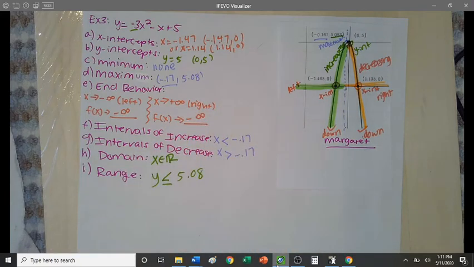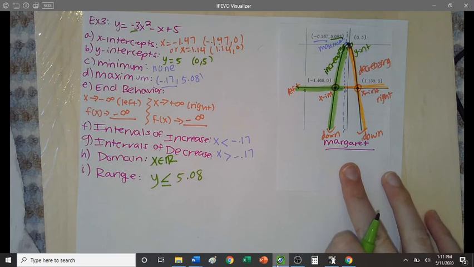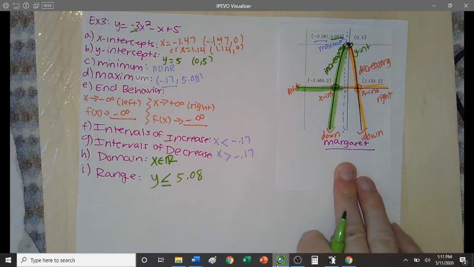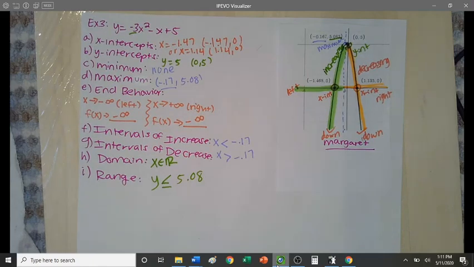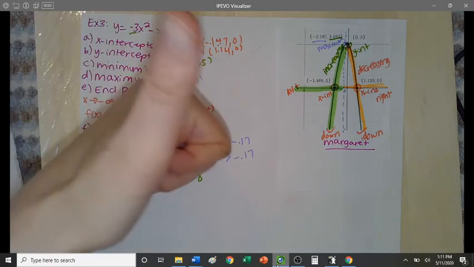All right, well, that's it. Don't forget to name your graph something awesome. My graph's name is Margaret. It looks like a Margaret, doesn't it? Well, anyways, nice job, you guys. That's how you find all of these lovely key features on your graph by either using a graphing calculator or Desmos. Nice job, everyone.